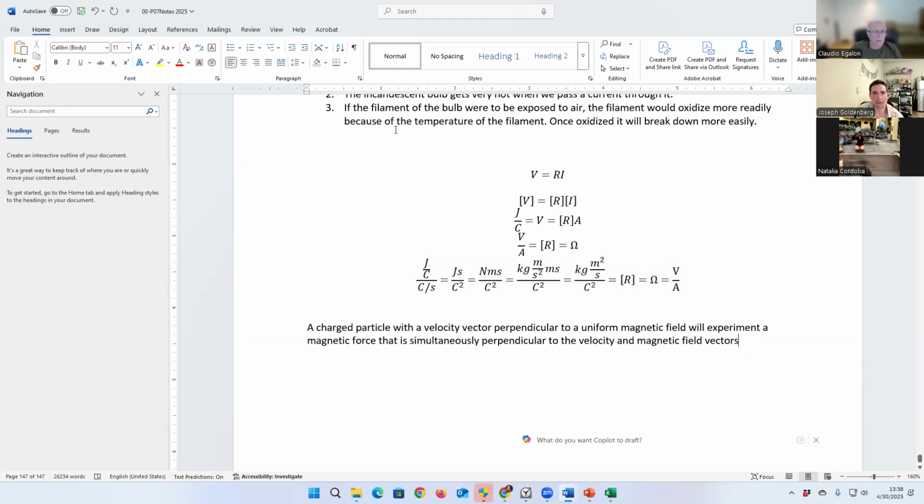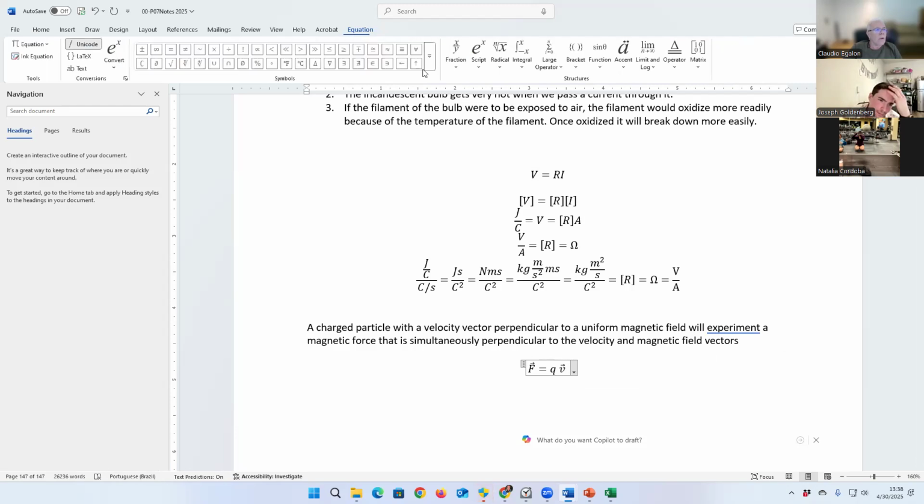You understand that, right? It comes from the law that you saw. F equals Q V cross B. The force is perpendicular to the velocity vector and to the magnetic field.